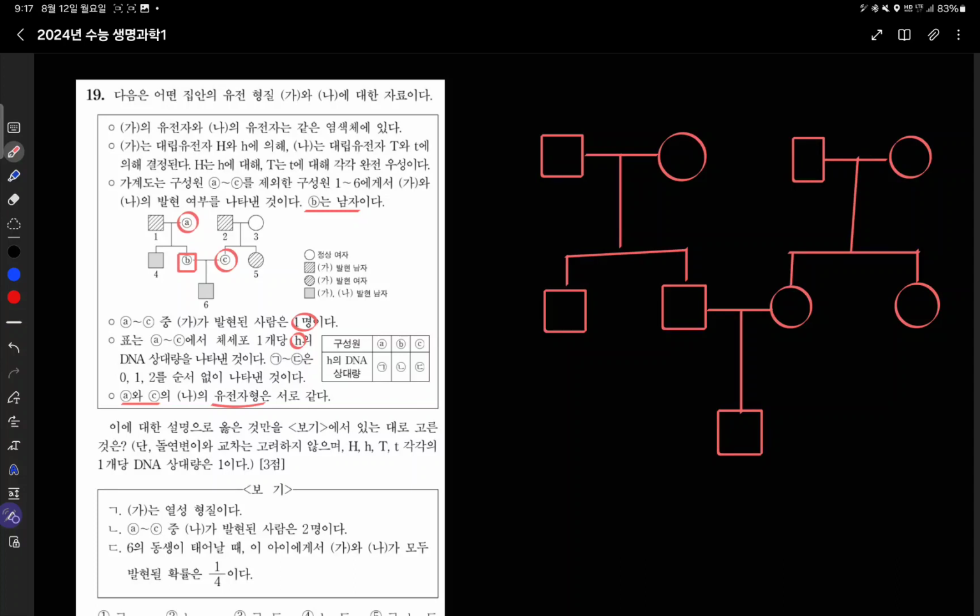And individual 1 to 5 has the first trait expressed. And individual 4 and 6 have both the traits expressed.